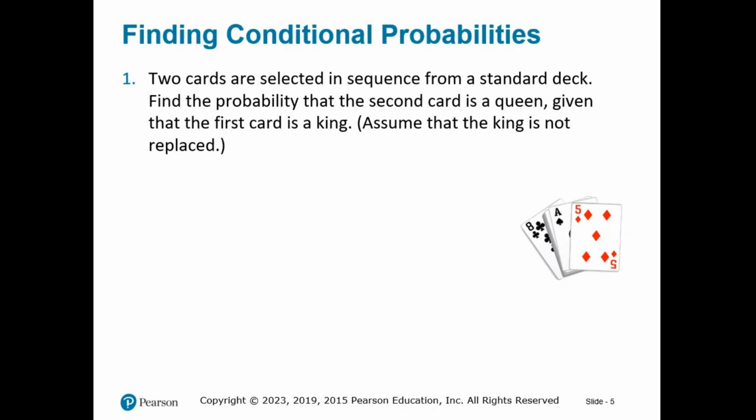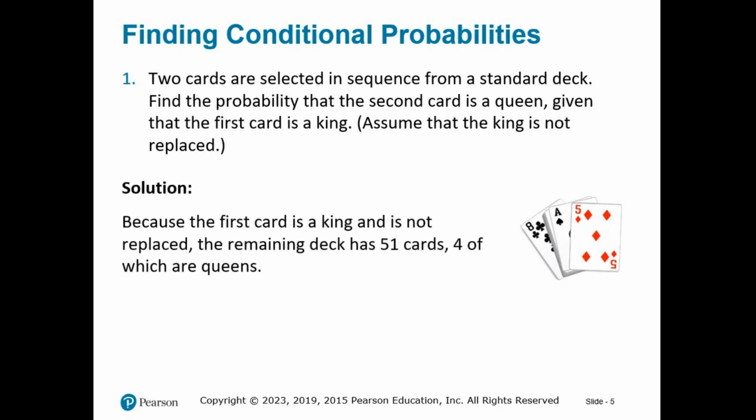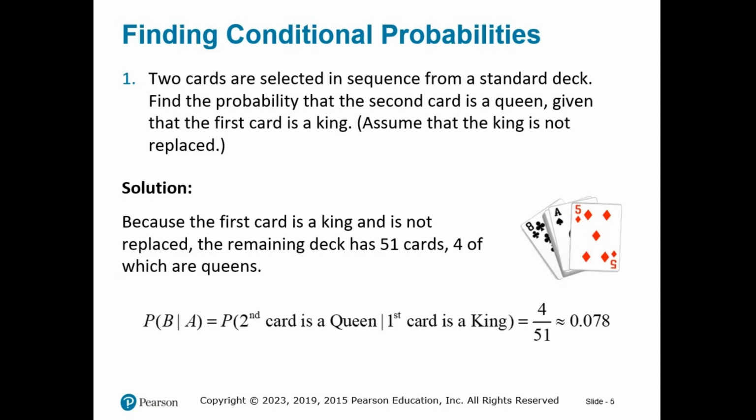That means our sample space has decreased by 1. But because the first one was a king, we know we still have 4 queens in the deck. So our numerator in our probability, 4, because there are 4 queens, is not affected by the previous action of drawing a king. So what does all of this mean? Our probability of event B, that the second card is a queen, given event A, that the first card is a king, is 4 over 51, or about 0.078. If we multiply that by 100%, we get that there is a 7.8% chance that those 2 events will happen in sequence.